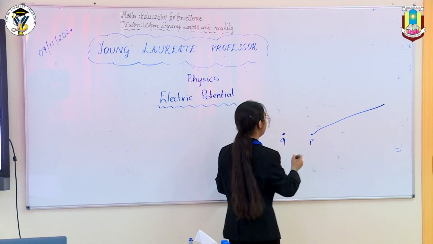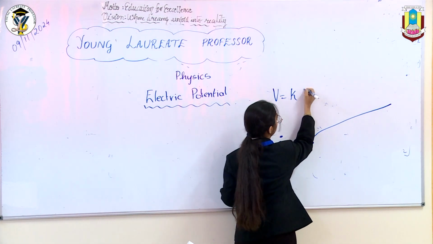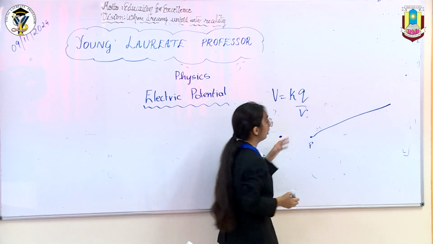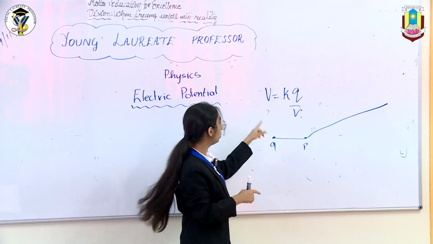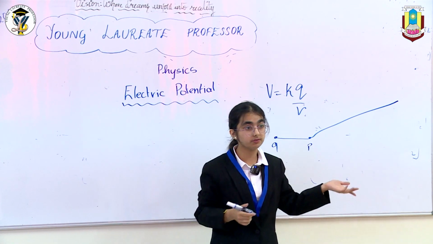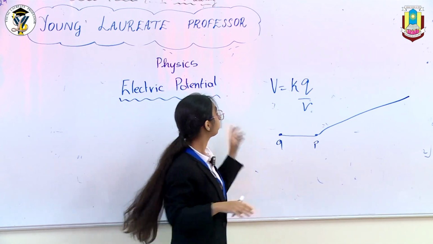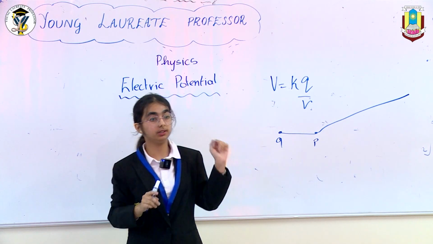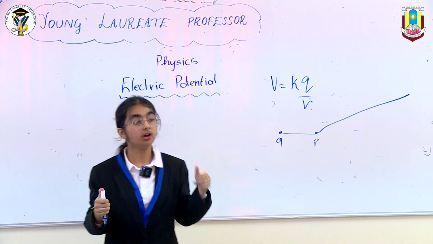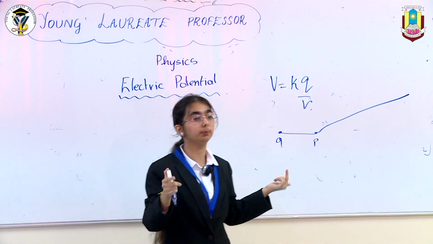Electric potential for a single charge, V, is equal to KQ by R, where R is the distance from the source charge to the point, K is Coulomb's constant, which is equal to 9 into 10 to the power 9 Newton meter square per Coulomb square, and Q is the source charge. Do not mix up electric potential and electric field. For electric field it is KQ by R square, but for electric potential it is KQ by R.